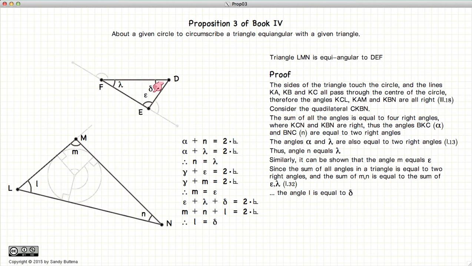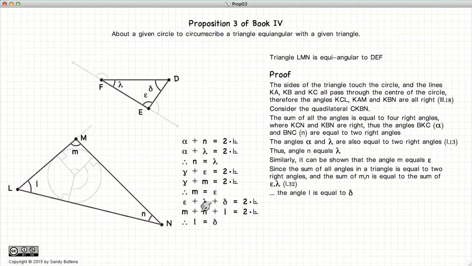Now, since the sum of all angles in a triangle is equal to 2 right angles, and we have m plus n plus l is also equal to 2 right angles, but we have m is equal to epsilon, lambda is equal to n. So consequently, we must also have that delta is equal to l, and therefore l is equal to delta.